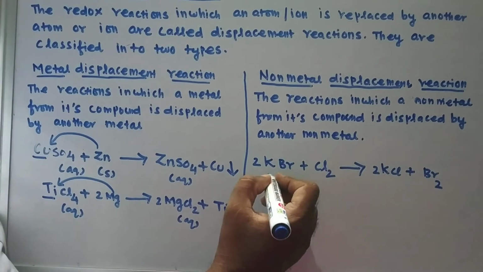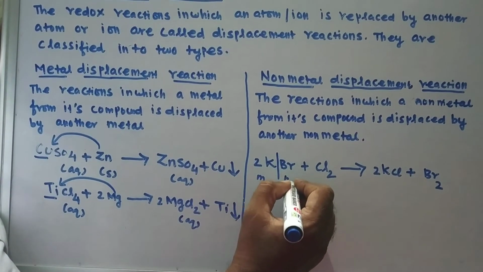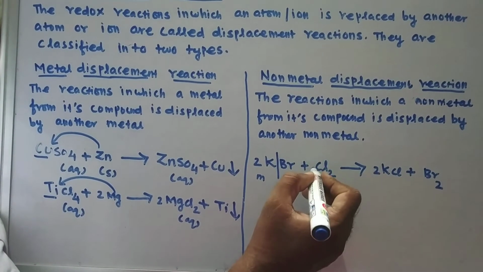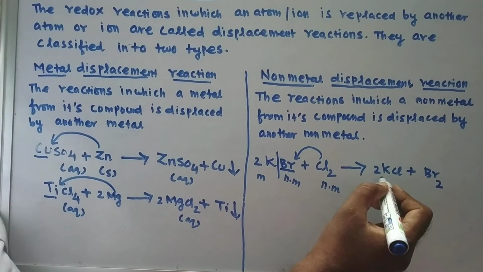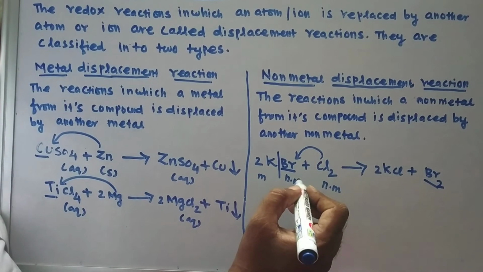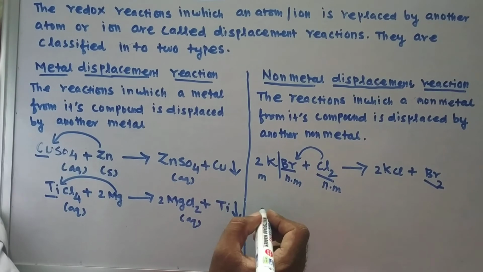Here it's well known that potassium is a metal and bromine is a non-metal. Also chlorine is a non-metal. Here bromine is replaced by the chlorine and forms potassium chloride and displaces the bromine. Therefore one non-metal is replaced by another non-metal. Then we are going to see another example.